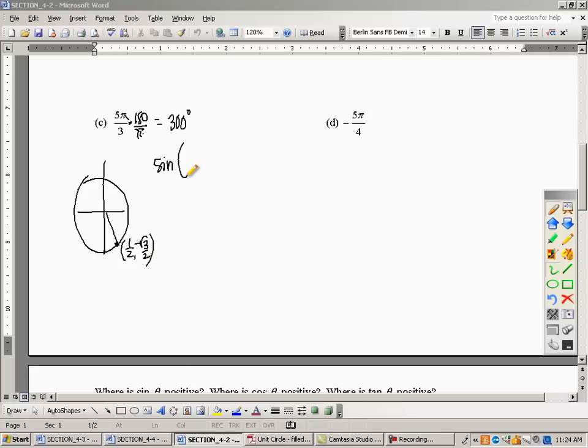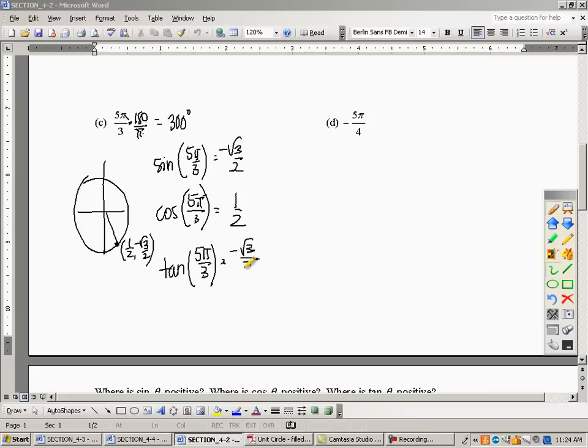So the sine of 5 pi over 3, and I always write it in the way they gave it to me. I'm not going to say the sine of 300 because they gave it to me as 5 pi over 3. Sine is the y value, so y is negative square root of 3 over 2. The cosine of 5 pi over 3 is the x value, which in this case is 1/2. And I'm going to do C with you truthfully just for the tangent value because the tangent is the hardest part. The tangent is sine, negative square root of 3 over 2, divided by the cosine of 1/2.